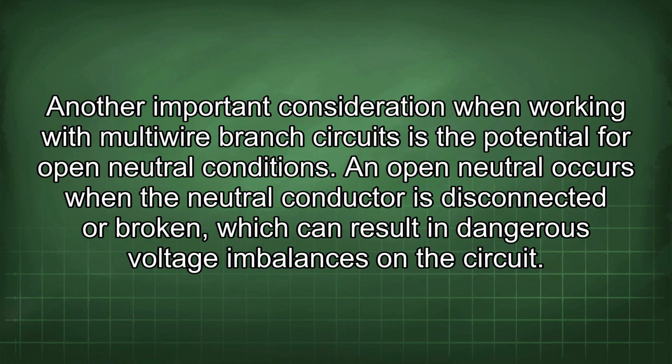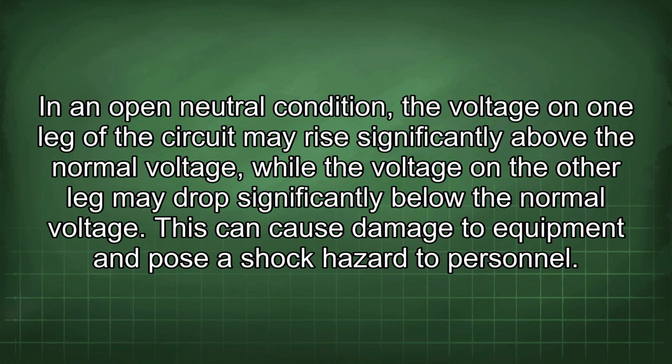Another important consideration when working with multi-wire branch circuits is the potential for open neutral conditions. An open neutral occurs when the neutral conductor is disconnected or broken, which can result in dangerous voltage imbalances on the circuit. In an open neutral condition, the voltage on one leg of the circuit may rise significantly above the normal voltage, while the voltage on the other leg may drop significantly below the normal voltage. This can cause damage to equipment and pose a shock hazard to personnel.